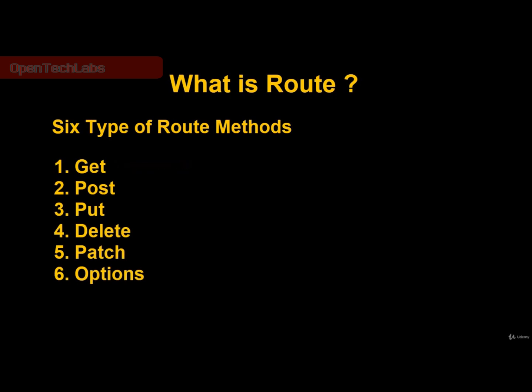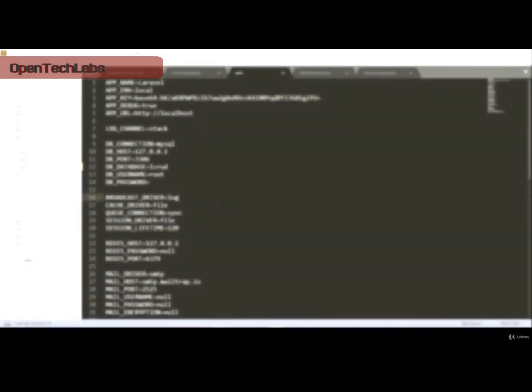When you want to insert some data into the database, then you have to use the post method. When you want to update some data in the database, then you have to use the put method. When you want to update one single field in the database, then you have to use the patch method. When you want to delete data, then you can use the delete method. Step by step, I will show you all those methods with live examples. Now let's get started with the code.